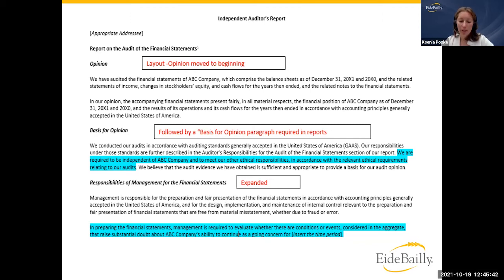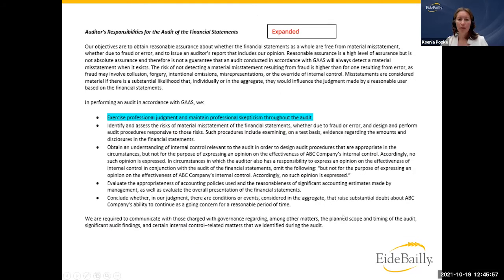Even though management has always been required to evaluate the going concern considerations, I think this particular change puts it up front and kind of puts the users on notice that management is doing so. A couple other changes, you can see the format has changed. There's expanded responsibilities on the audit. Some of this language has already been in the auditor's report, but it's been rearranged or rewritten, so it'll be a little bit different.